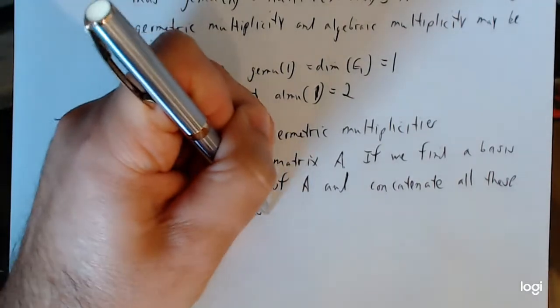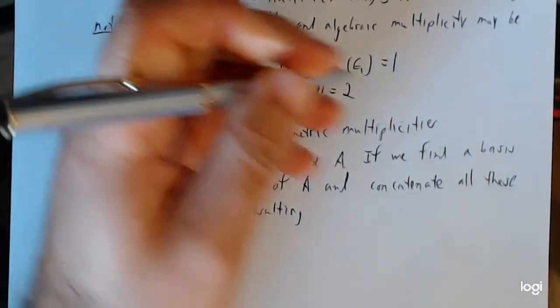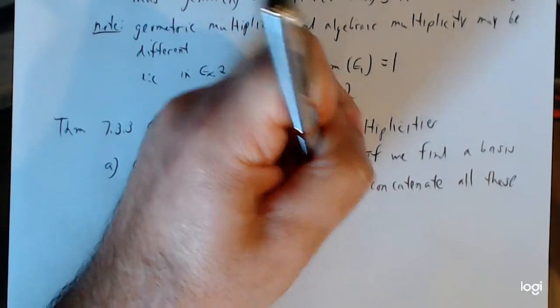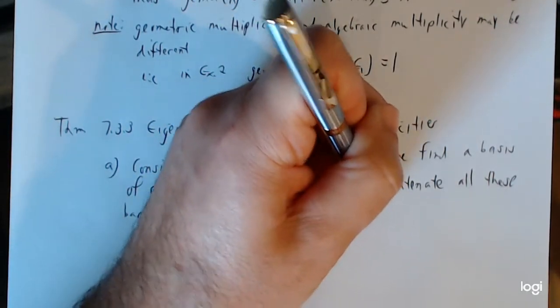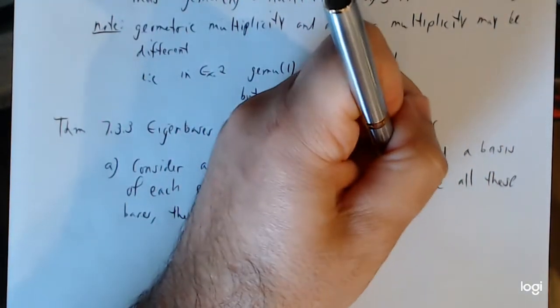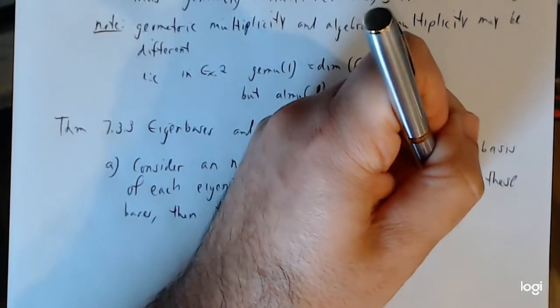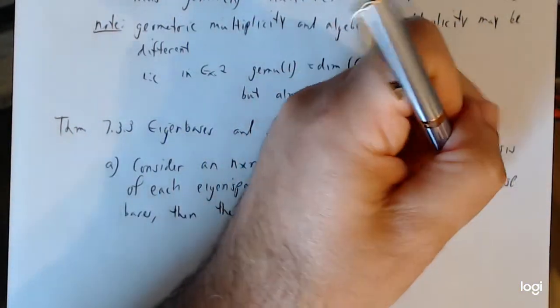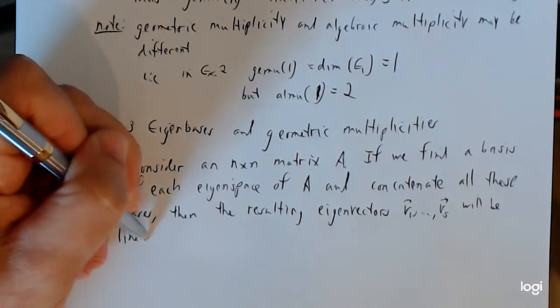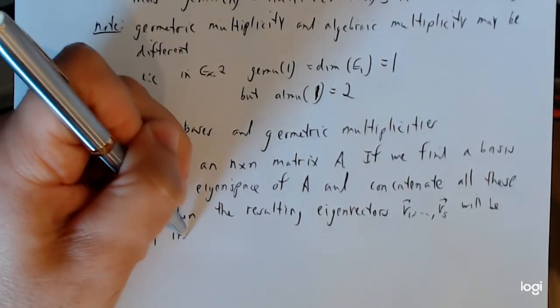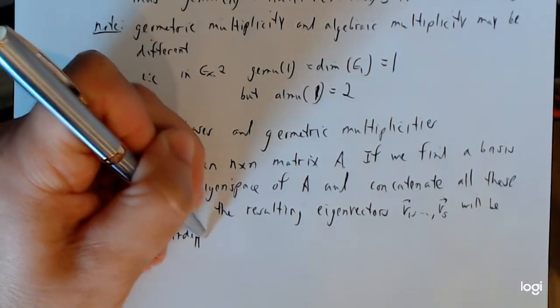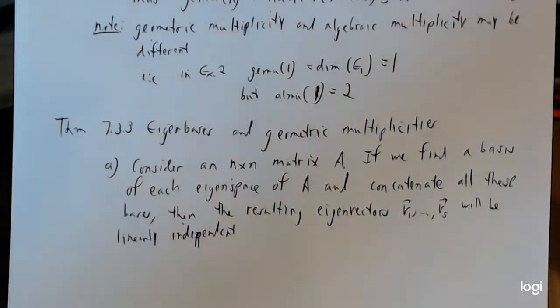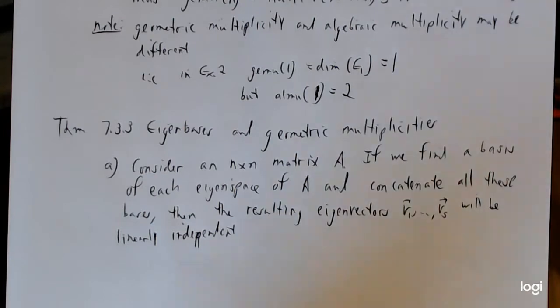Then the resulting eigenvectors v sub 1, let's say we go all the way to v sub s. So let's pretend we have s eigenvectors. What do we know about those eigenvectors? They will be linearly independent. So what we notice here, the good news here is that we get things that are linearly independent.